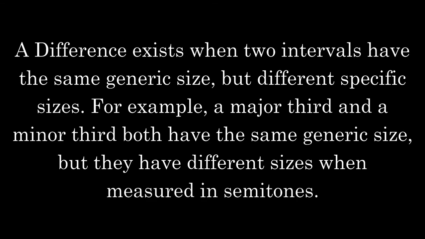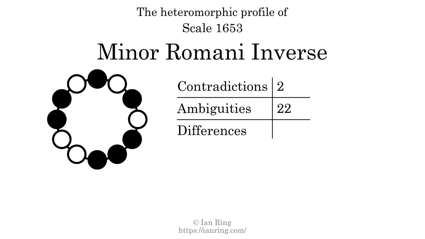A difference exists when two intervals have the same generic size, but different specific sizes. For example, a major third and a minor third both have the same generic size, but they have different sizes when measured in semitones. The number of differences in this scale is 86.